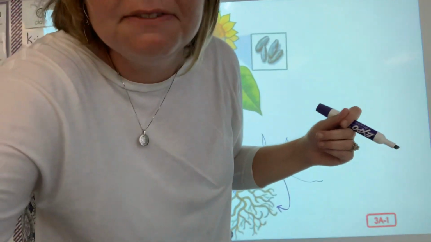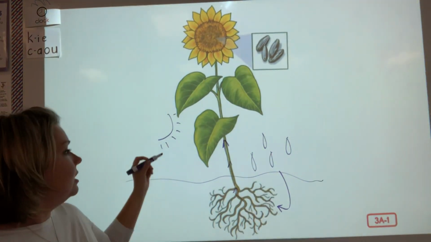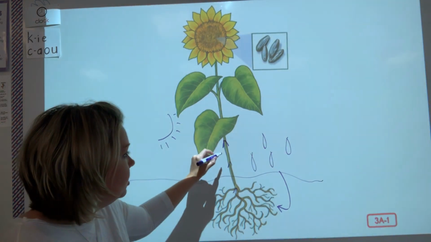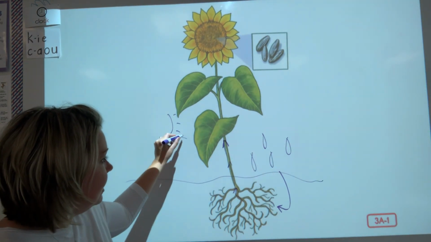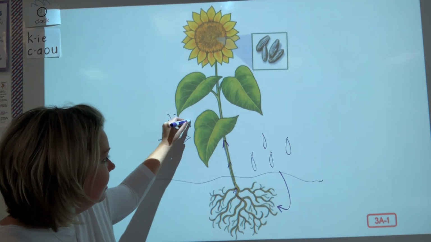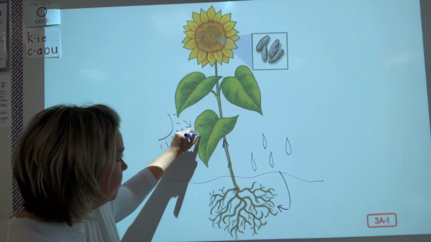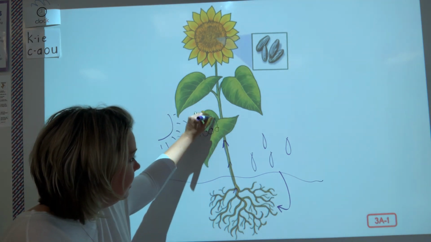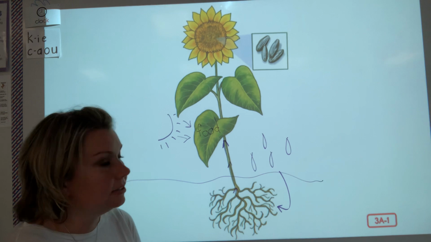The leaves making food is called photosynthesis. So the leaves take in the nutrients from the stem and the sunlight, and they make food for the plant. Photosynthesis.